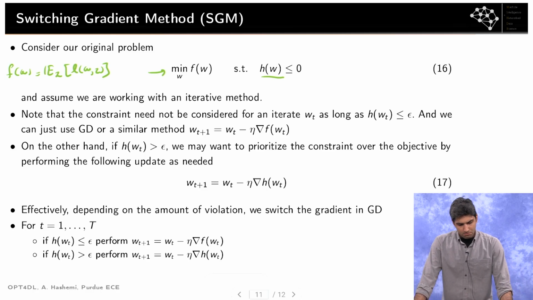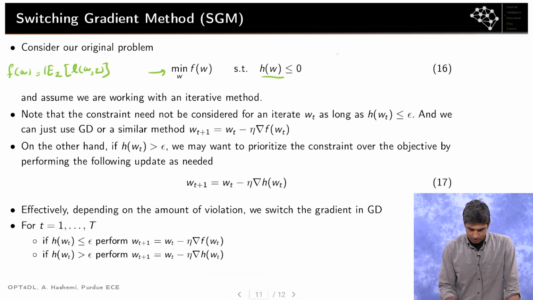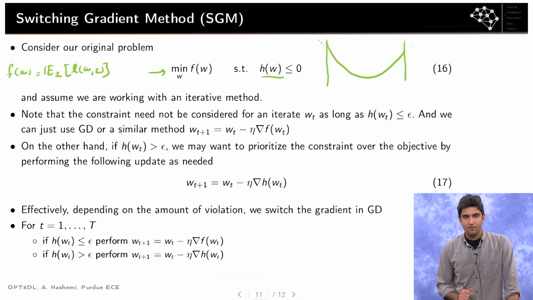Now, intuitively, if wt is a feasible solution, the constraint becomes irrelevant. So if I'm currently feasible, I don't need to even care about the constraint at this point. This is one way to demonstrate this idea. Let's imagine that you have some function that you want to maximize or minimize, and this is the range of all feasible values. So anything beyond is infeasible, so we are not interested in that.